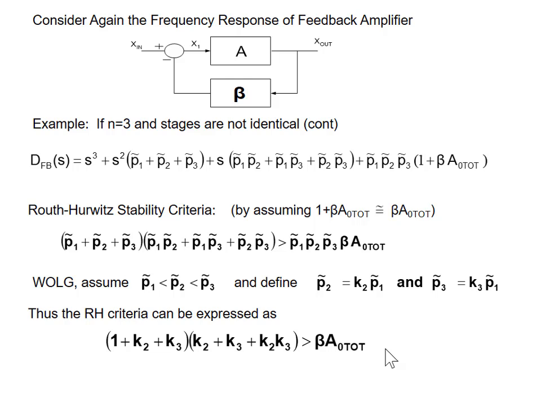Now I'm going to assume that P1 is less than P2 is less than P3. And that's without loss of generality. I'm just going to order them this way. So I'm going to assume that P2 is equal to K2 P1 and P3 is equal to K3 P1. Okay. Then the Routh-Hurwitz criteria can be expressed like this. (1 plus K2 plus K3) times (K2 plus K3 plus K2 K3) has to be bigger than beta A naught.